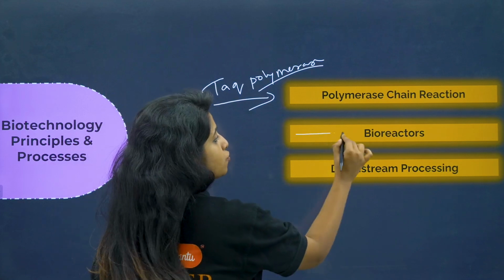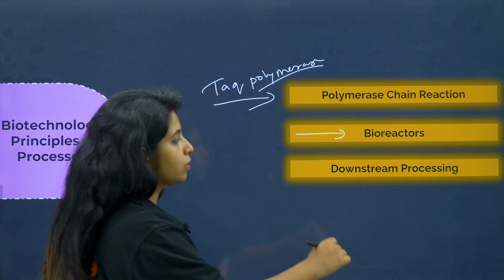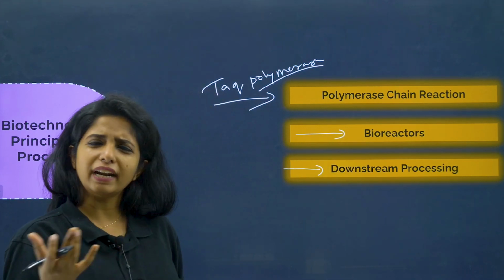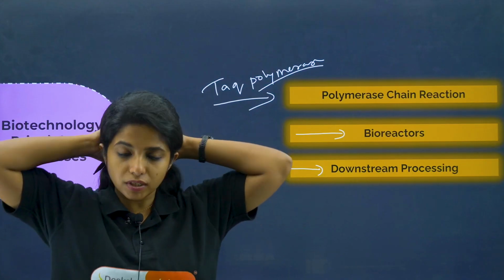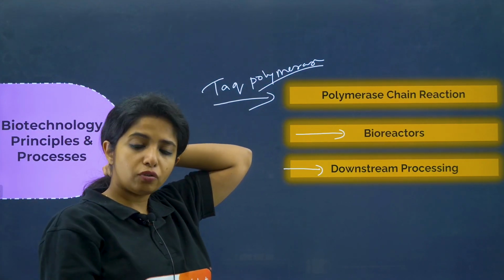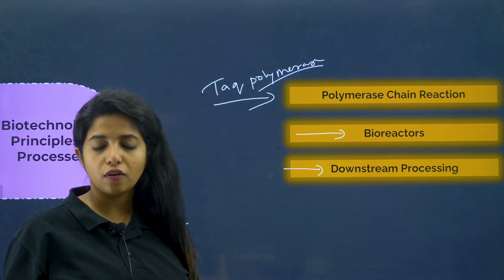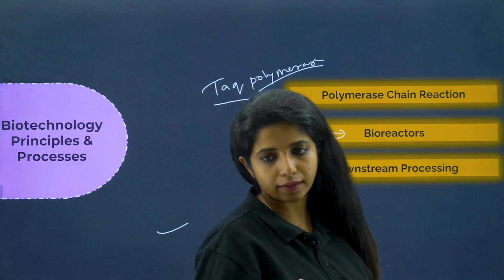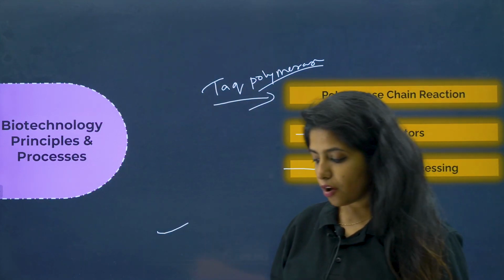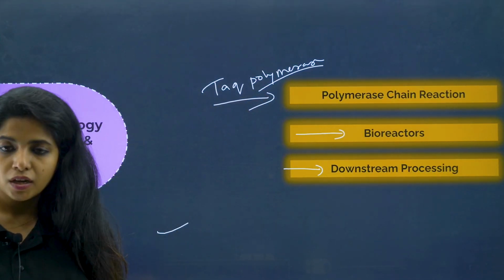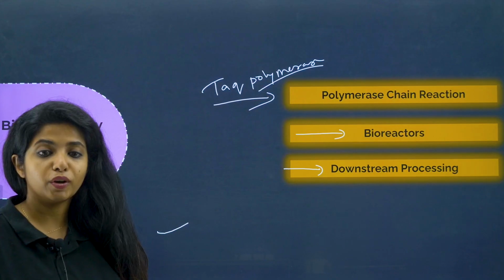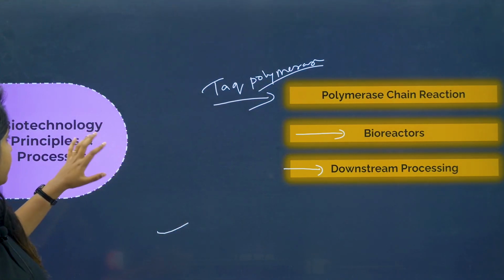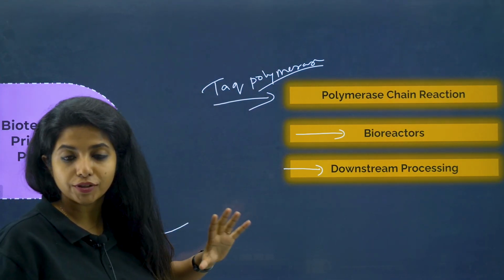Bioreactor, you will be asked to make the diagram of it. Downstream processing, you will be asked just to write something about it. Okay, what is downstream processing? The last process that you have, purification and things like that, processing of the content that you are getting from the whole process of recombinant DNA technology. So you should be knowing about all this from the chapter Biotechnology: Principles and Processes.